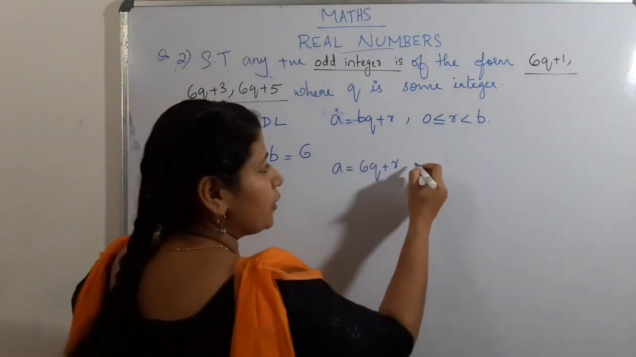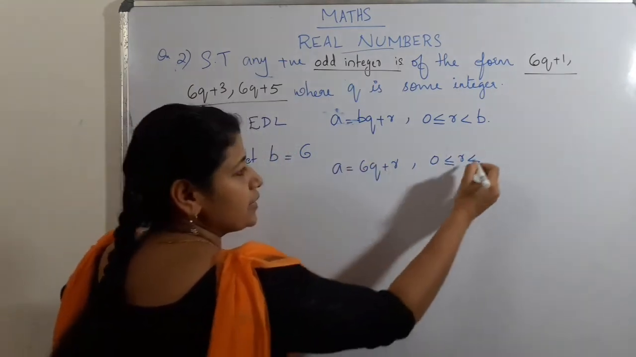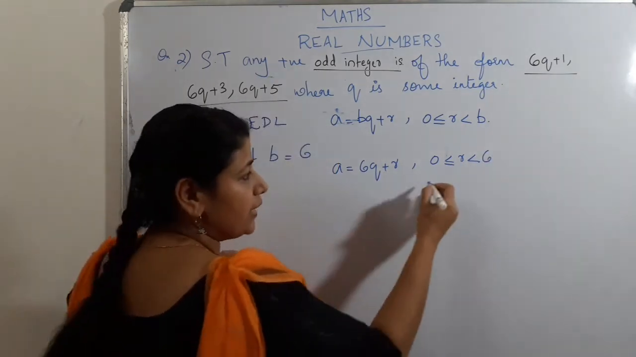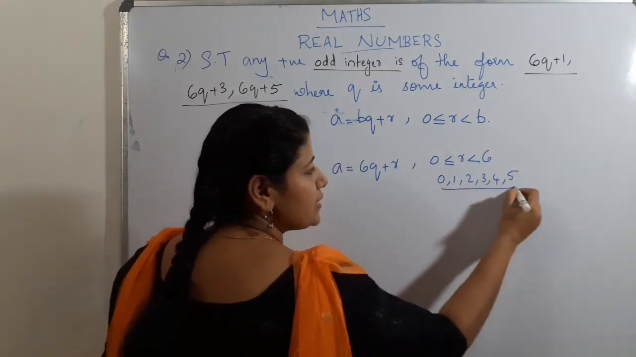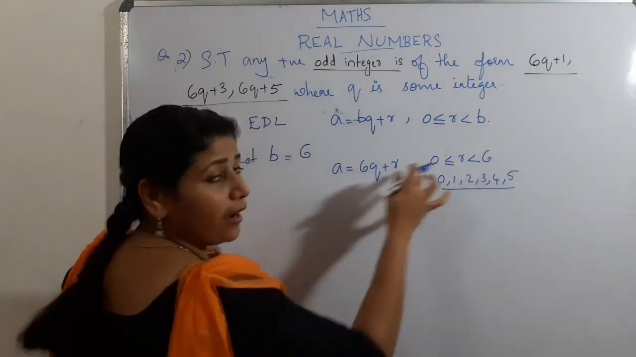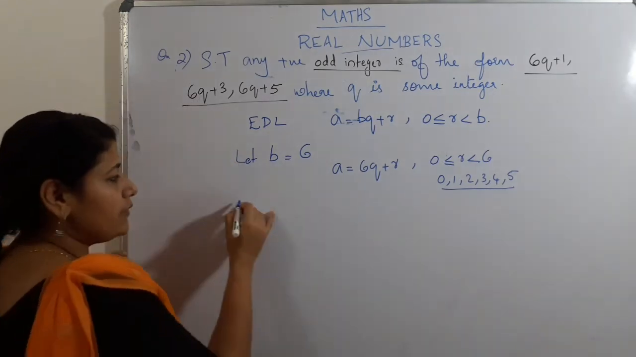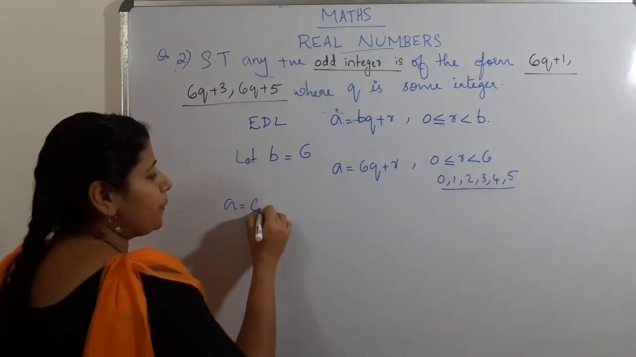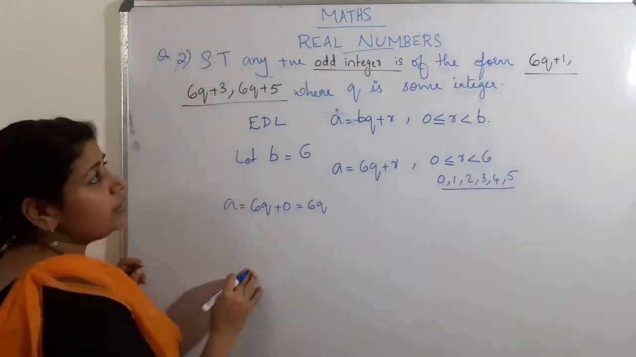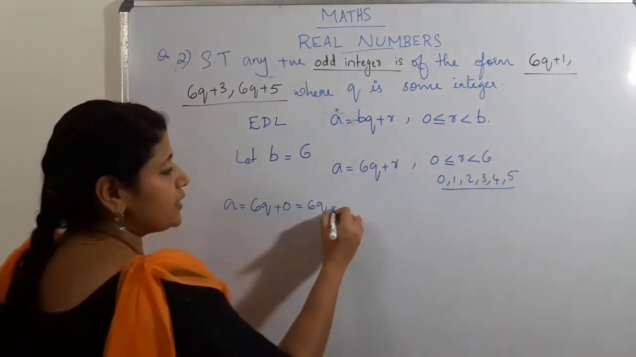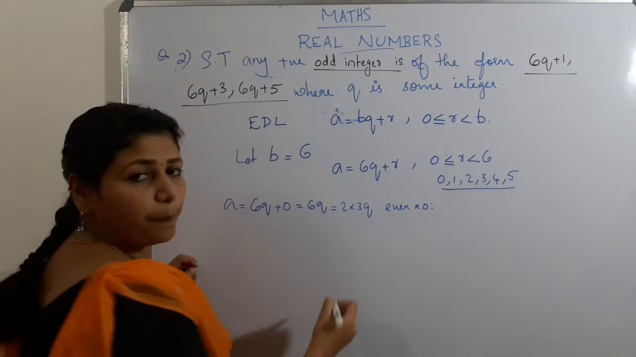Then the remainder r will change. That means 0 is less than or equal to r, which is less than 6. Then we get 0, 1, 2, 3, 4 and 5. These are the possible values for r. We will substitute all these values in this equation. Then we get a equals 6q plus 0, which is 6q, which is not an odd number. It can be written as 2 into 3q, so it is an even number. So this is not possible.